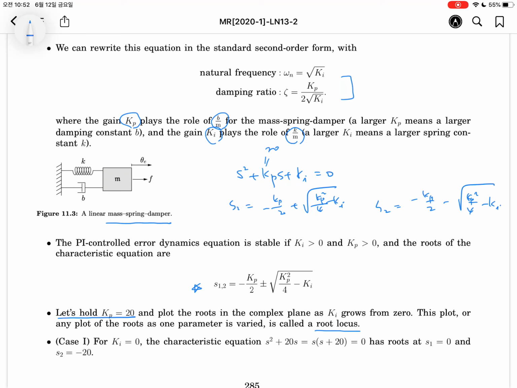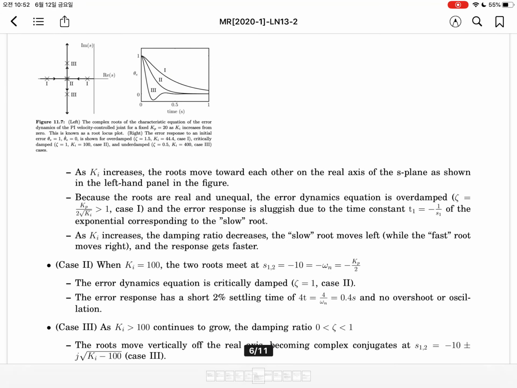First, Ki is given as 0. Then we have this characteristic equation. It can be factored using s plus 20, so we have two roots, 0 and minus 20. If you assign a Ki value of 0, then one pole will be at the origin, and the other pole will be located at minus 20. Let's increase Ki by a small value.